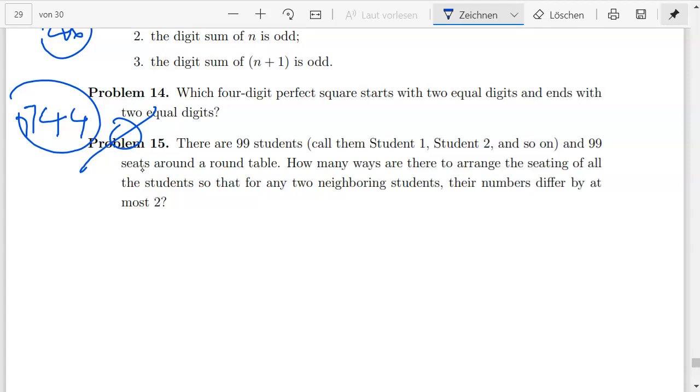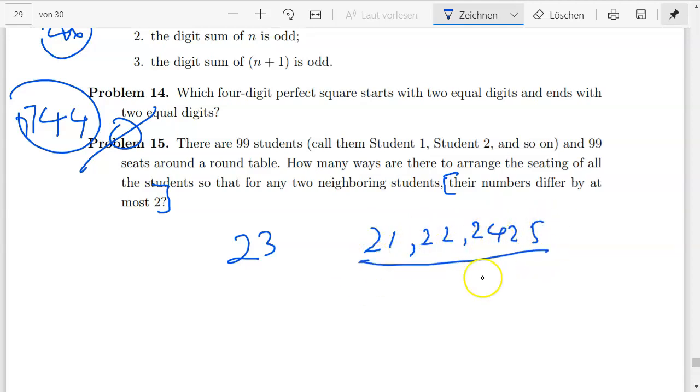So 99 is a very big number in this aspect because it's quite daunting. So let's pick a number, maybe say 23. The people who sit by them must have numbers that differ by at most 2. So we know that 21, 22, and then 24, 25. Only these 4 people can sit beside 23. So this is the analogy we'll be using.